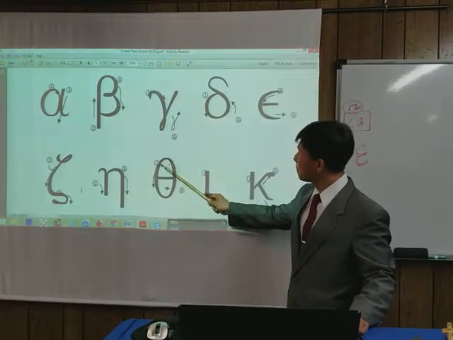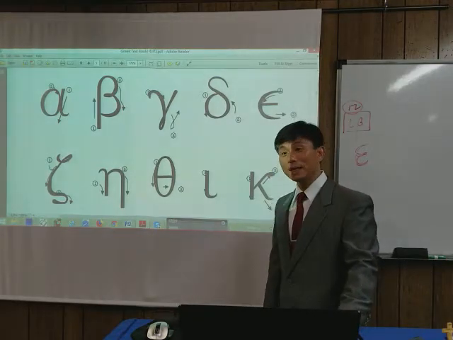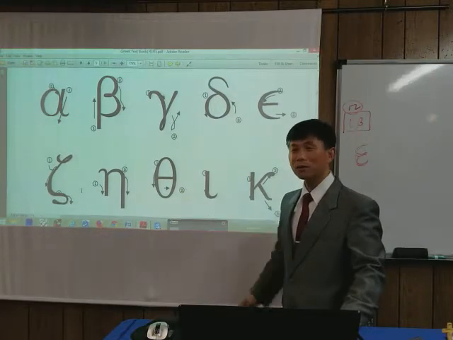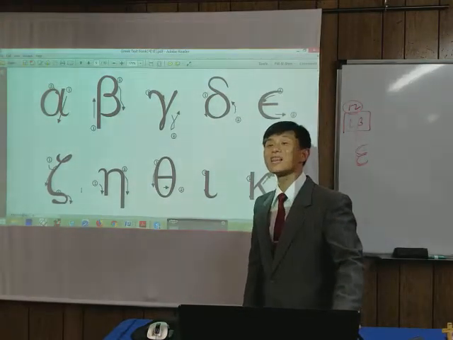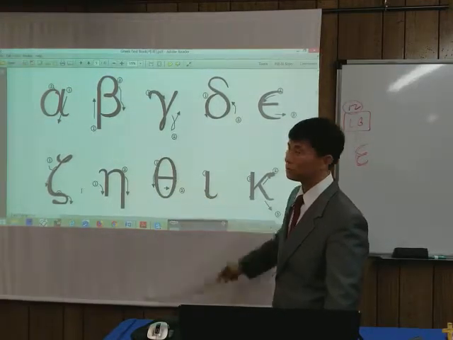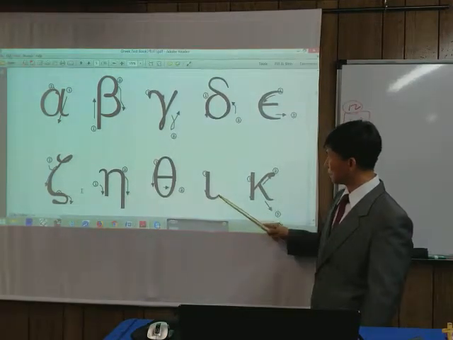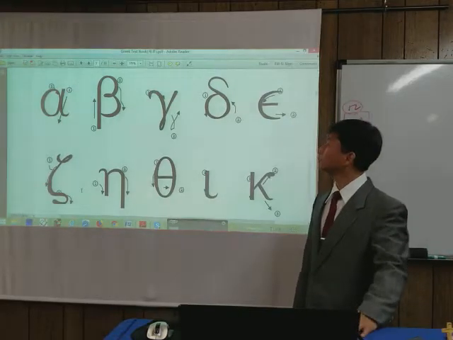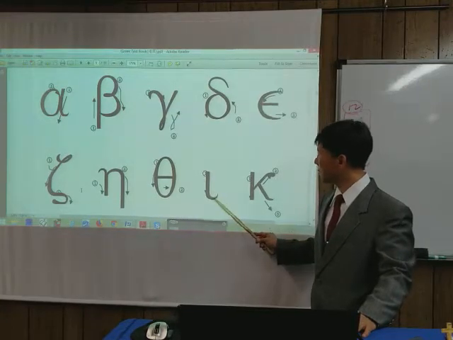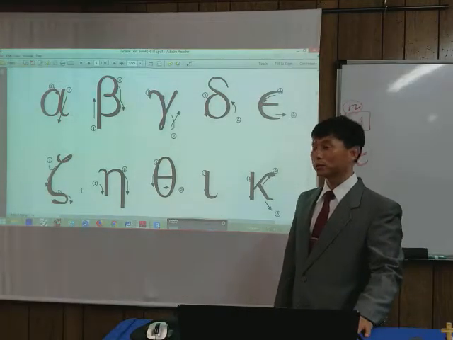Next one, theta. One, two. As you know, theta has the TH sound. This is the mouth and this is the tongue; you put the tongue between the teeth. Theta, TH sound. And the next one, iota. Iota is the smallest letter in the Greek alphabet. Its pronunciation is an e sound, a vowel sound.